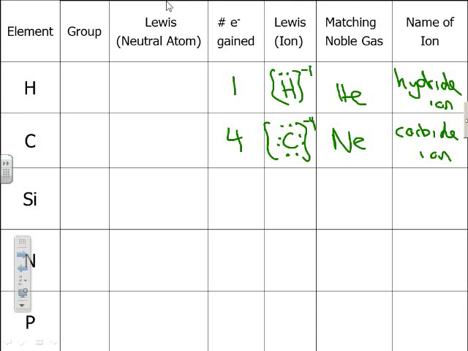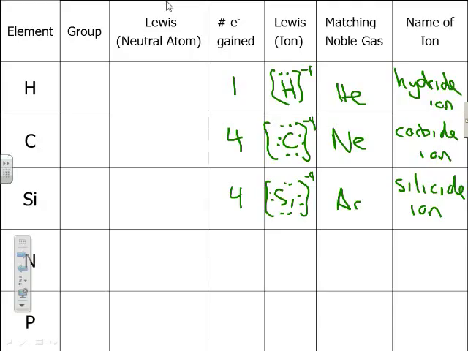Excellent. Silicon is the same. Si, again, 8 dots. It's gained 4, -4. Silicon is going to be isoelectronic to argon, and this is a silicide ion. That's a silly name is what that is. All right, see how I did that? Silicide, silly name? All right.